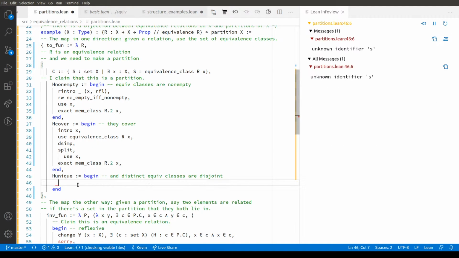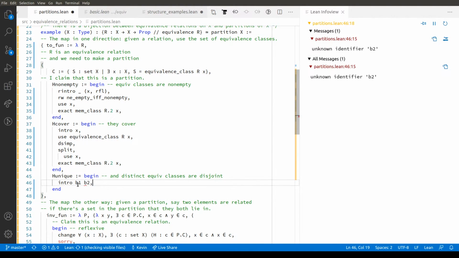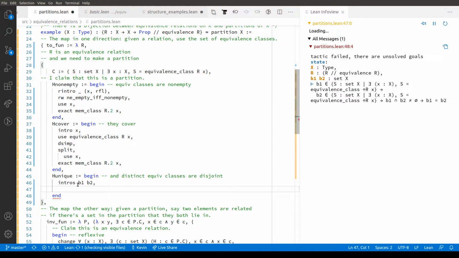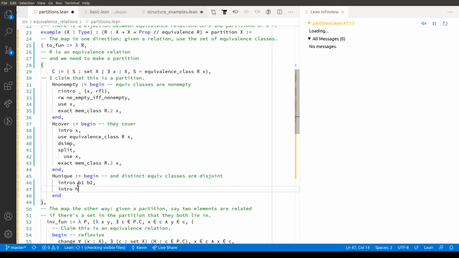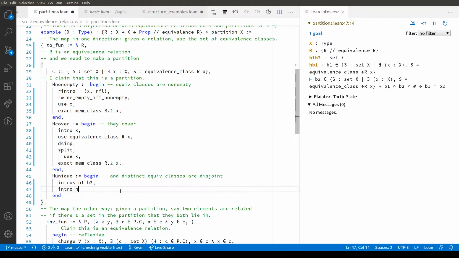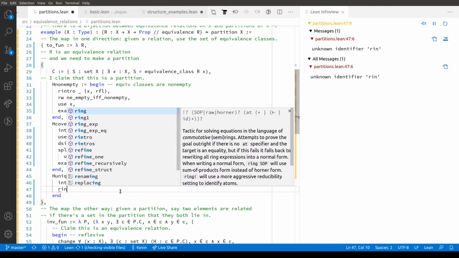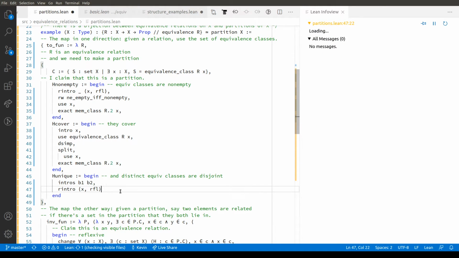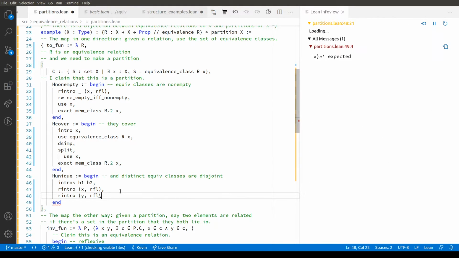And now unique. Now this is going to be harder. So how are we going to prove this? Let's take two blocks, intro B1 and B2. And what do we know? I see. So intro HB1. We don't need names for these blocks, because we know that these blocks are blocks. So let's intro x. Let's say that the first block is the equivalence class of x, and let's say the second block is the equivalence class of y.